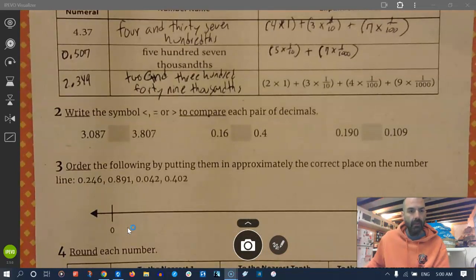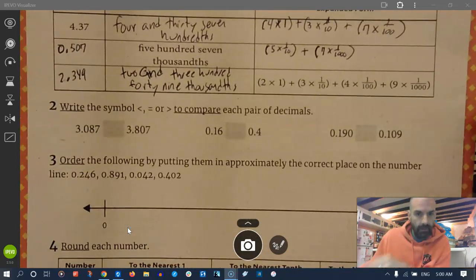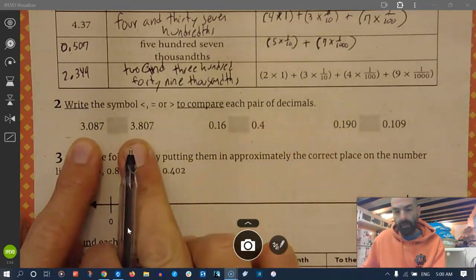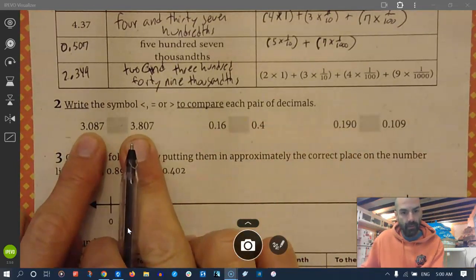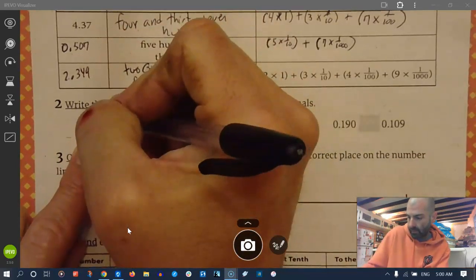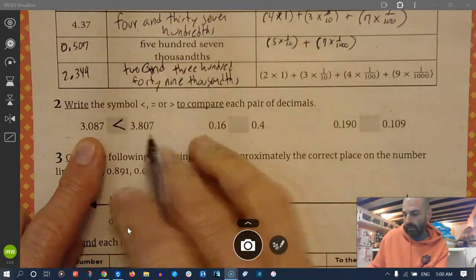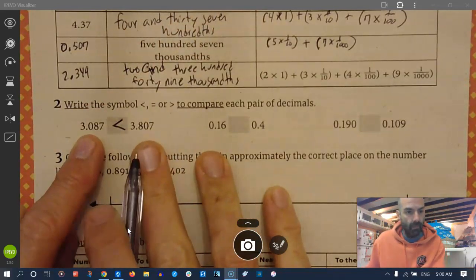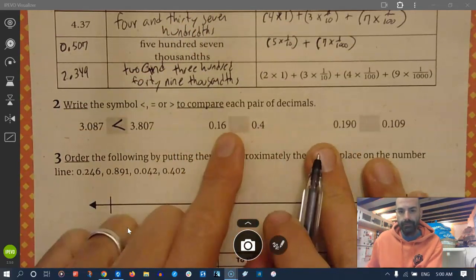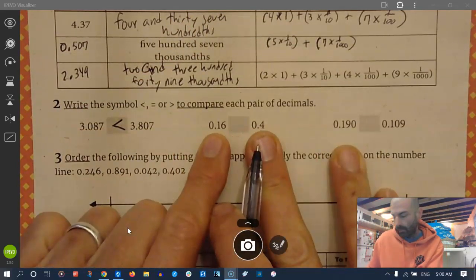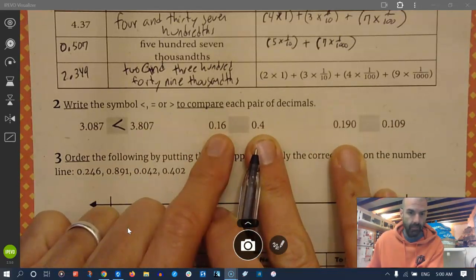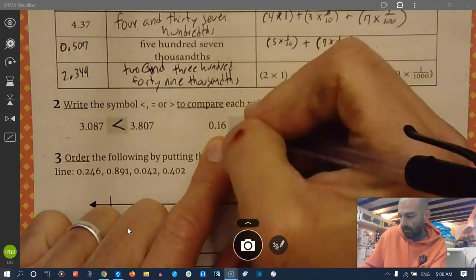All right. Number 2, we need to compare the decimals. So this first one we have 3. Those are the same in the tenths. This has an 8 in it. This has a 0. So we have here that 3 and 807 thousandths is more than 3 and 87 thousandths. Here, let's see. So I have 4 tenths or 40 hundredths compared to 16 hundredths. So that's going to be more.